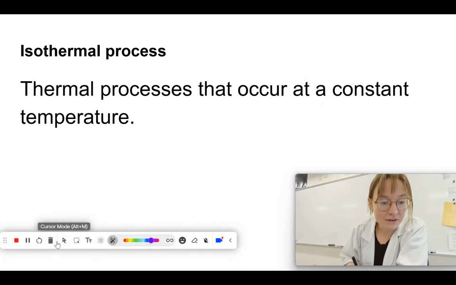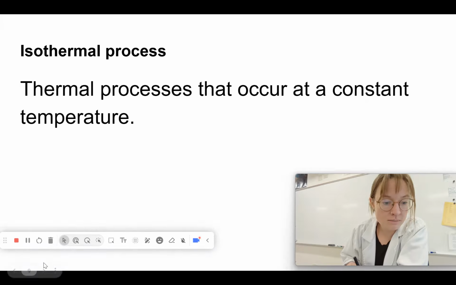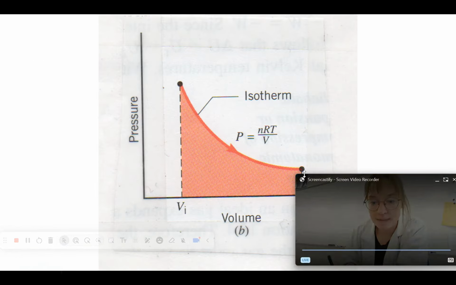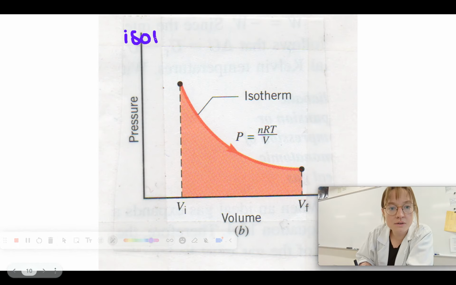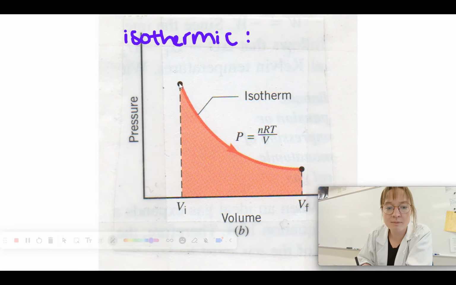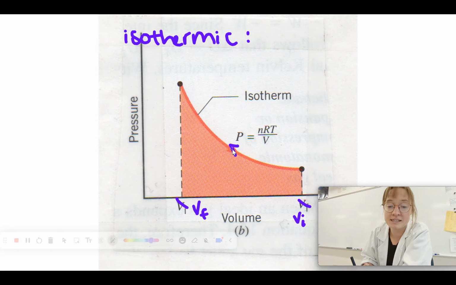Let's take a look at a graph. Okay, here's a graph of an isothermic process. Do you see this one has the gas expanding? I like to show the gas decreasing in volume because that makes it a little bit easier, which flips the direction of the arrow here, but it's the same thing. Notice that over time, as this volume is decreasing, the temperature is going to stay the same.